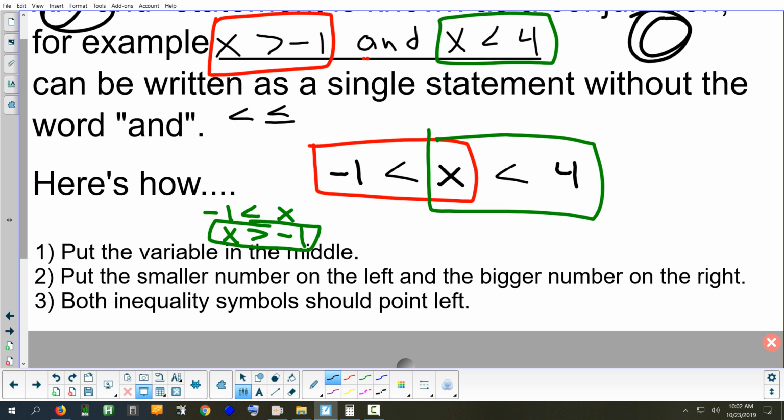Okay? It does get switched. When you write a conjunction all as one thing, that's just how it happens. But the red part is on the left, and the green part is on the right. If you were to read this, you would basically say x is greater than -1. You read it from the middle. X is greater than -1, and x is less than 4. You actually read it exactly the same way as up here.